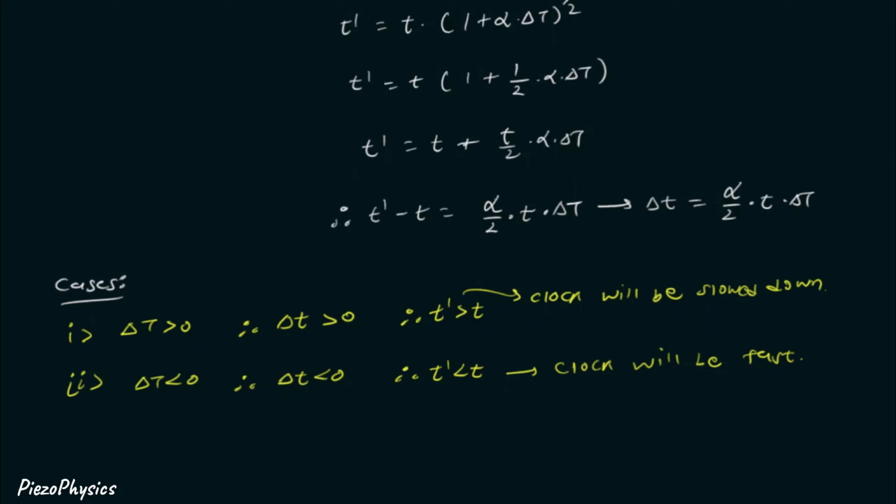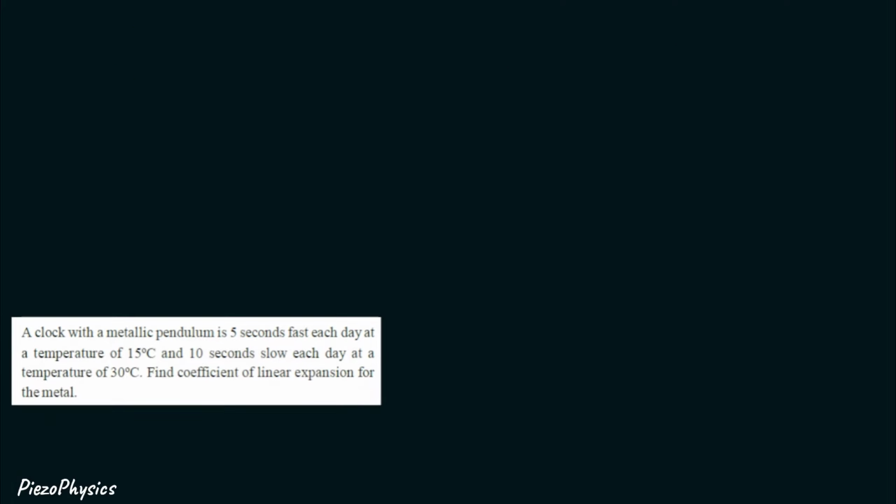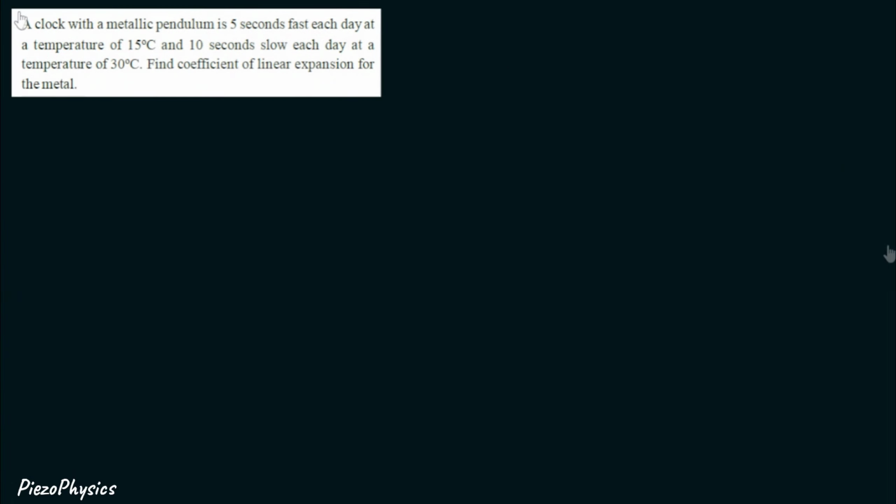Now let us solve one numerical so we can get a better idea. A clock with a metallic pendulum is 5 seconds fast each day at a temperature of 15 degrees Celsius and 10 seconds slow each day at a temperature of 30 degrees Celsius. Find the coefficient of linear expansion for the metal.